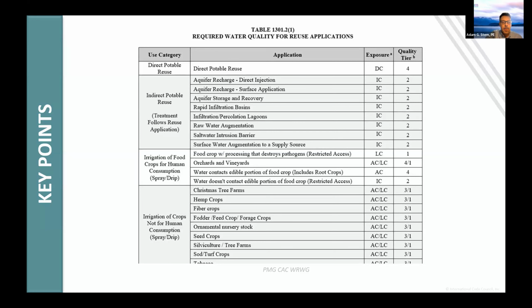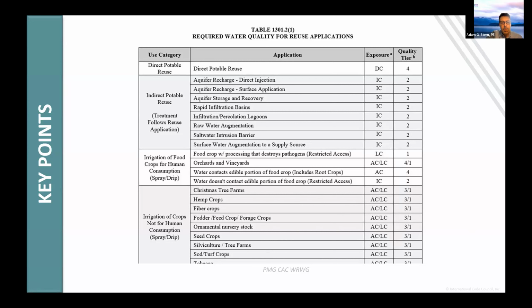Quality tier 3 is where we can have aerosolization or accidental limited public consumption might be possible. So this is where you have spray irrigation or maybe irrigation of food crops, where there's the potential for aerosolization. So in theory, there could be some consumption, but it's certainly not intended. Quality tier 2 is IC. This is where indirect public consumption is intended or possible.